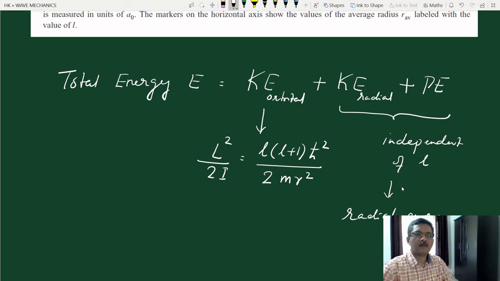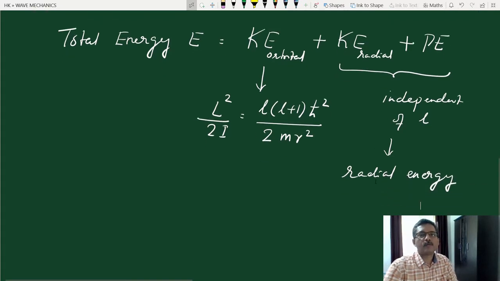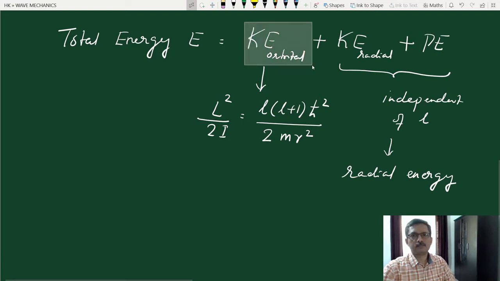Now, for a given value of n, let us say L increases. If L increases, look at this expression: the numerator increases. So orbital kinetic energy increases, because it depends on L. If L increases, this part increases.